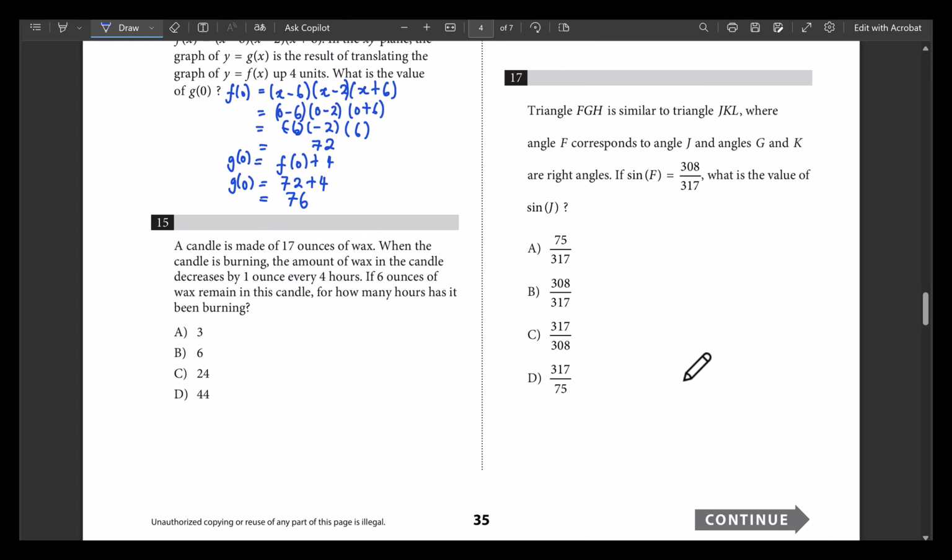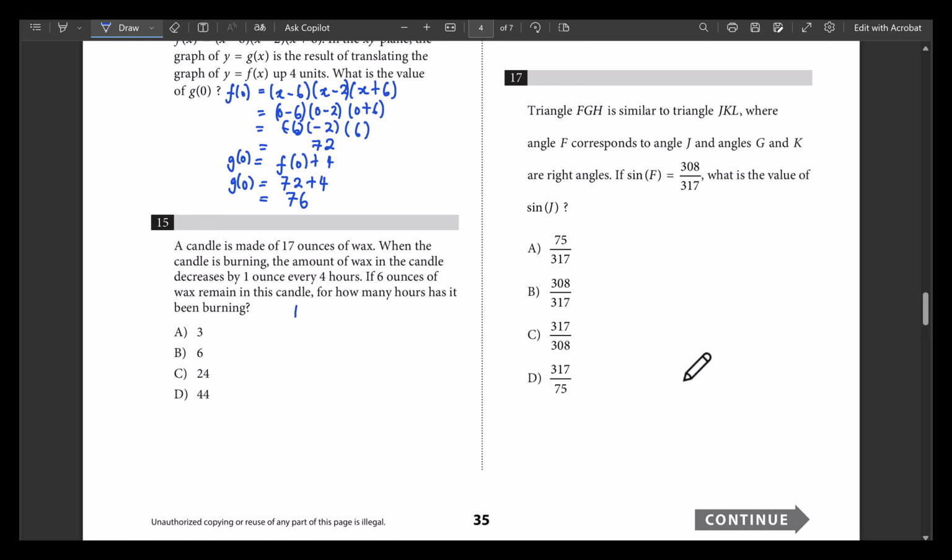Number 15, a candle is made of 17 ounces of wax. When the candle is burning, the amount of wax in the candle decreases by 1 ounce every 4 hours. If 6 ounces of wax remain in this candle, for how many hours has it been burning?